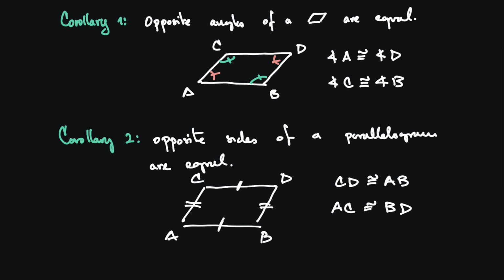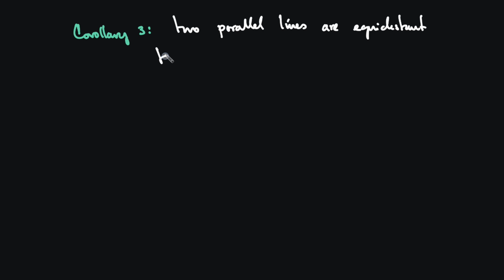All right, that's what we can have from these two corollaries. So let's go for a third one. Corollary 3 states that two parallel lines are equidistant throughout. What this means is this. We have two parallel lines. So let's suppose that we have this line and this line, and in a second we can prove this.